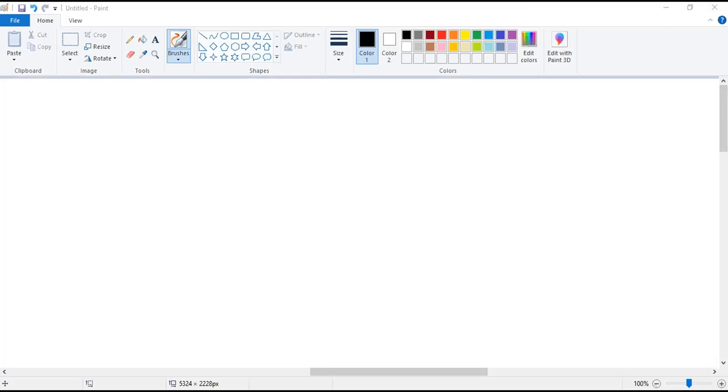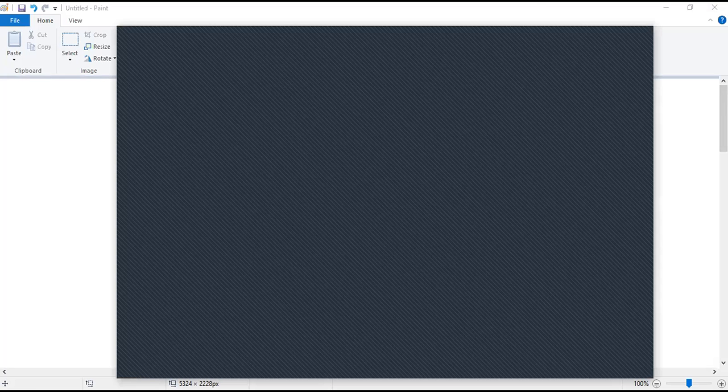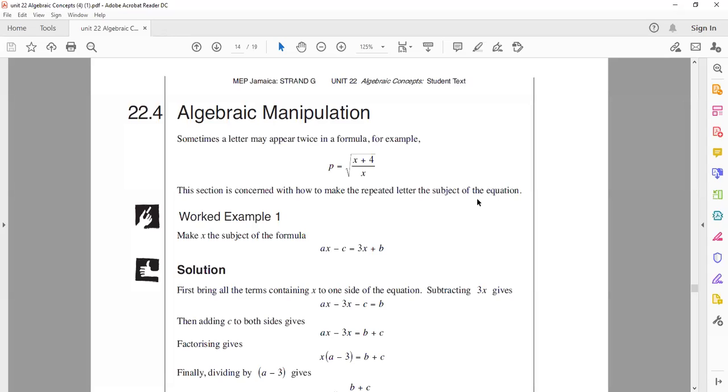I want to look at some algebraic concepts. Let me reshare the screen. So we have algebraic manipulation, and this topic is about making a particular variable the subject of the formula. All that means is you have the variable by itself on one side of the equation with the other terms on the other side. So we can quickly read through.